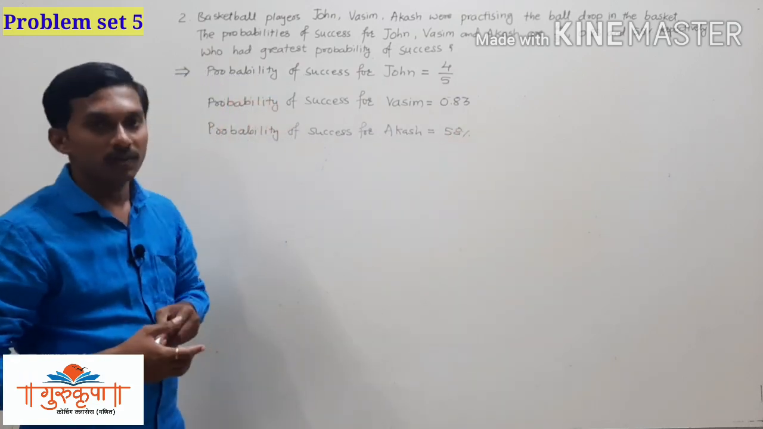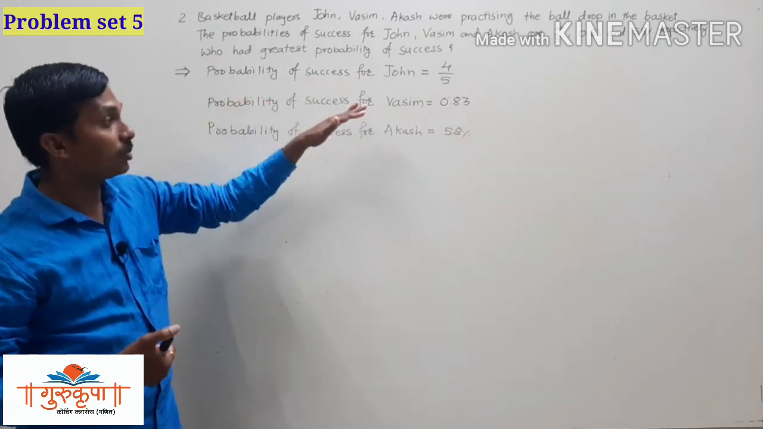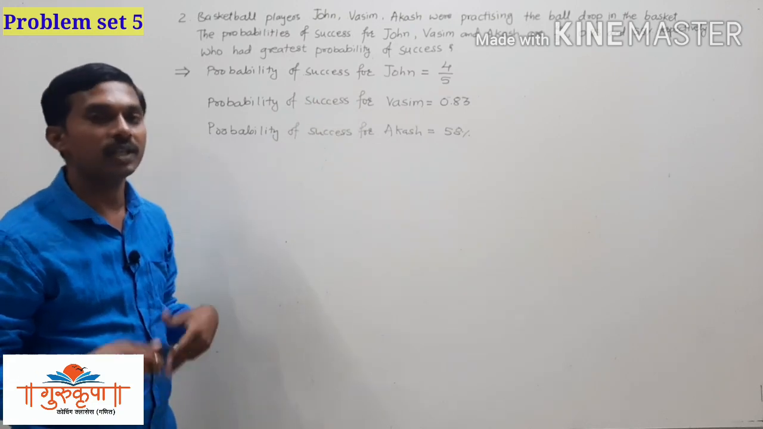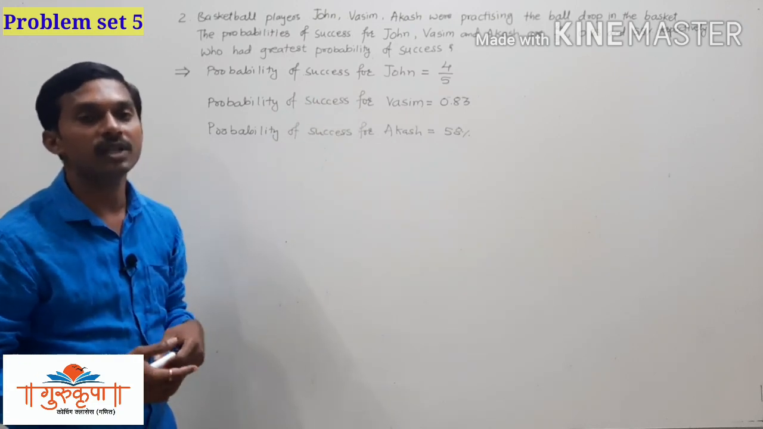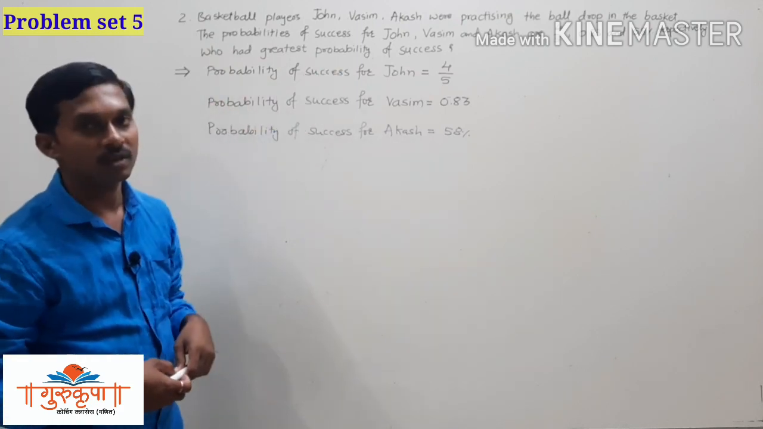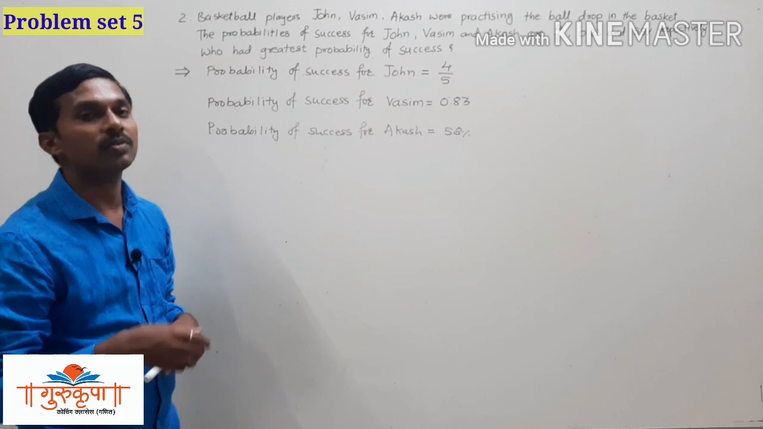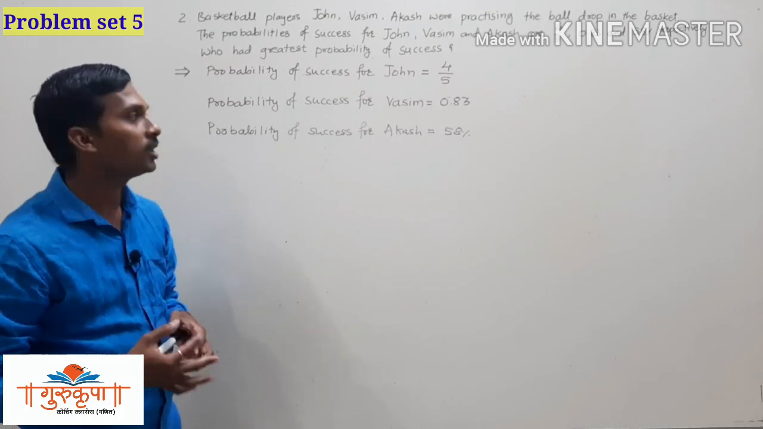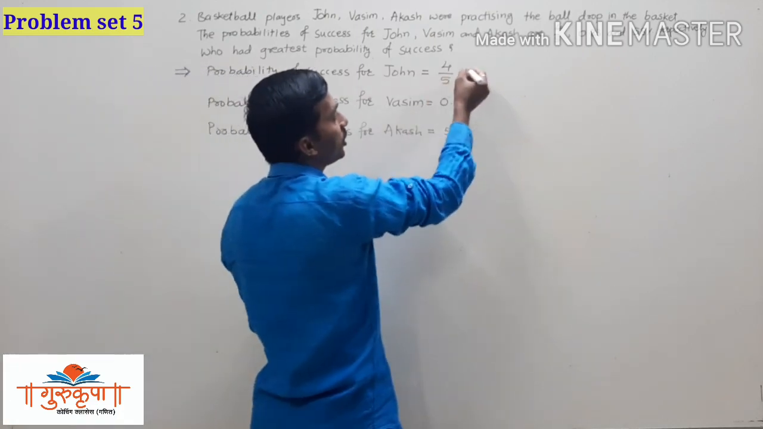So here we will try to represent each and every probability in percentage, so we can easily get which one is greater and which one is smaller. We only have to find the greatest probability of success and write the name of the person who has it. So first of all, we will convert it into percentage.